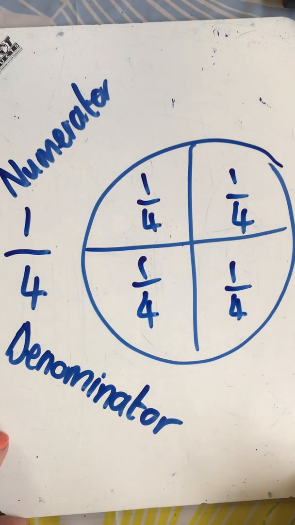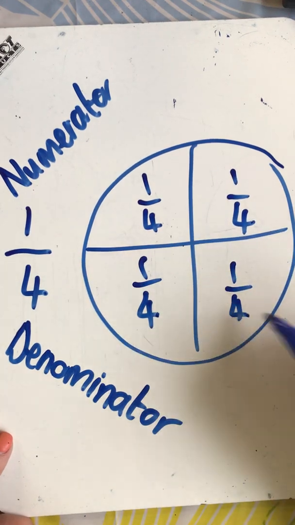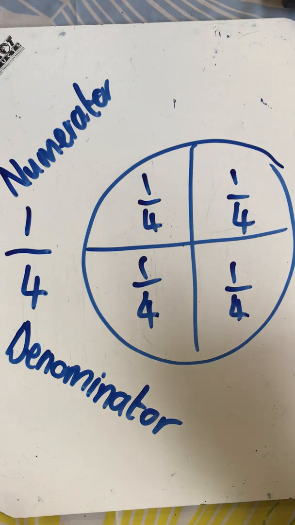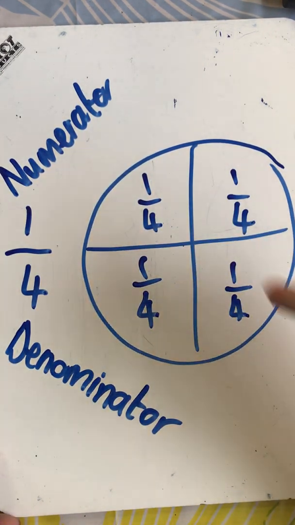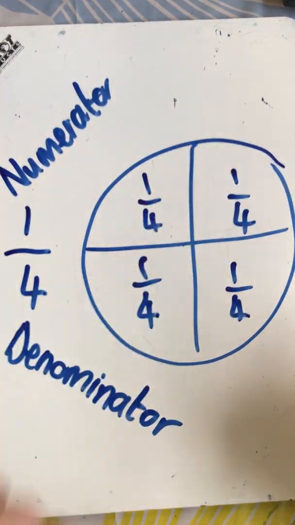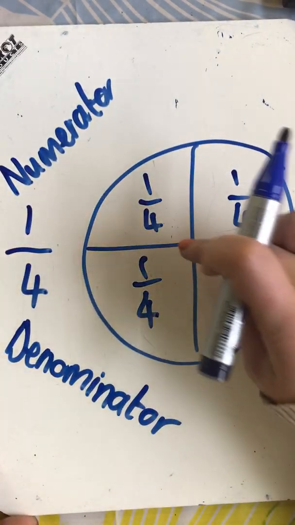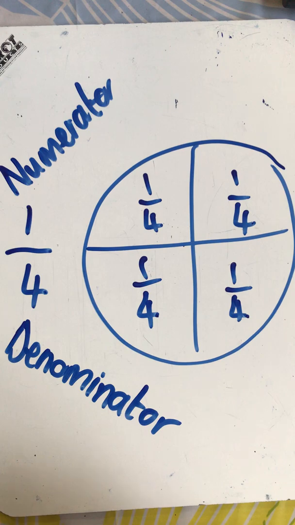Why? Because the bottom tells me how many equal parts my whole has been divided into, and it has been divided into 4 equal parts. And the one at the top tells me how much this little quarter represents: 1 of the 4 parts. This tells me 1 of the 4 parts. This tells me 1 of the 4 parts. This is 1 of the 4 parts. Good.